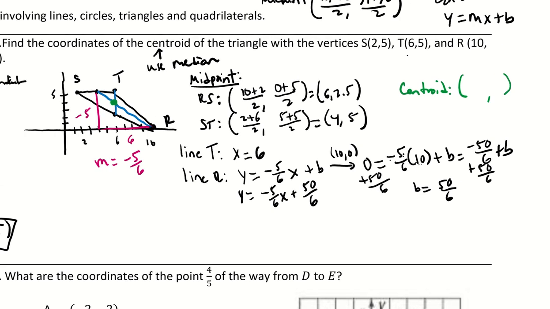So now what we're going to do is set these equations equal to each other, because we know that any two lines that cross, the equations must be equal. So we're going to say line T equals line R. So now we can set these equal. Basically we're going to set them equal, which means that x equals 6. So we're just plugging that into there. That's essentially what we're doing. So we get y equals -5 over 6 times 6. We plug in that x in there now, because the equations are equal. So that means the x's are equal.